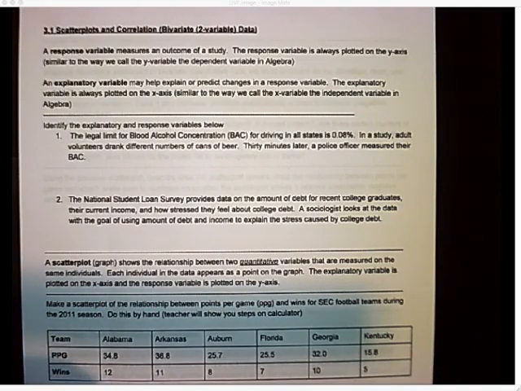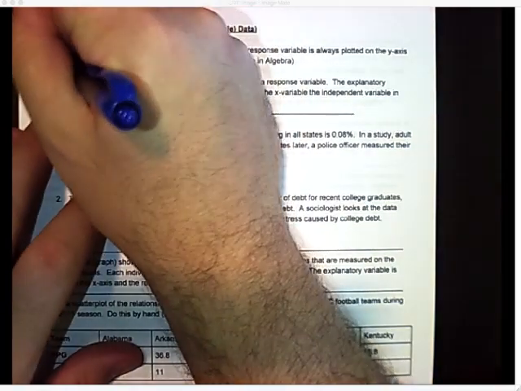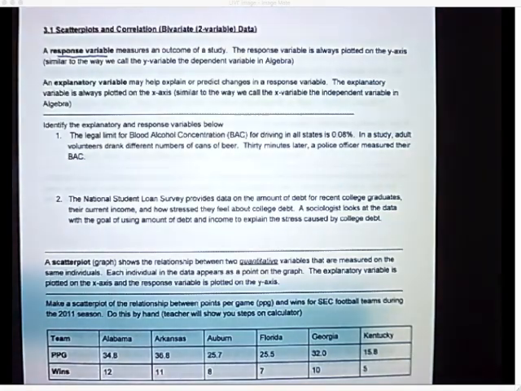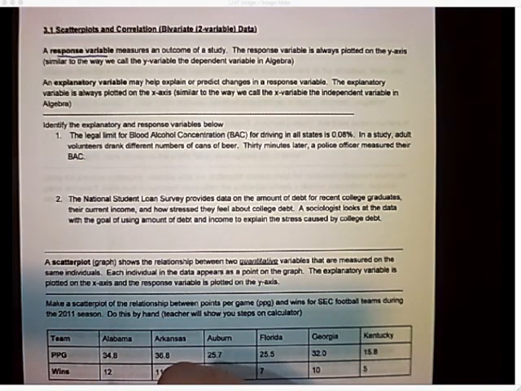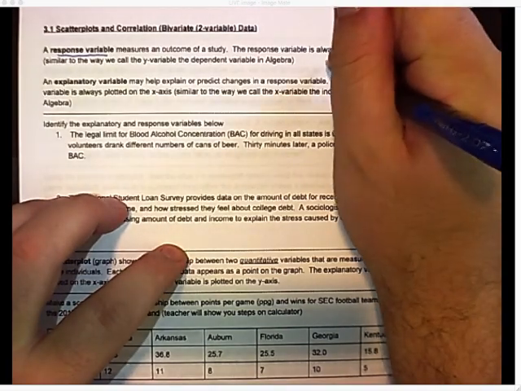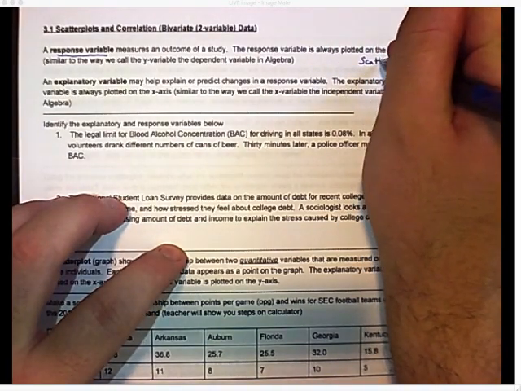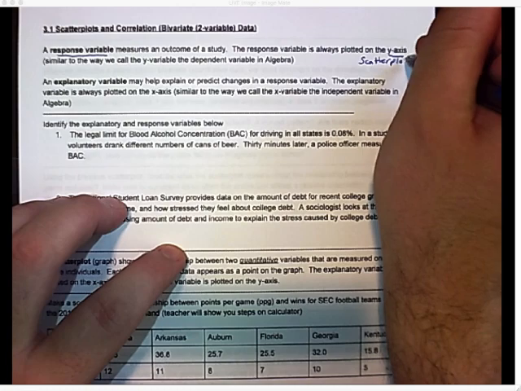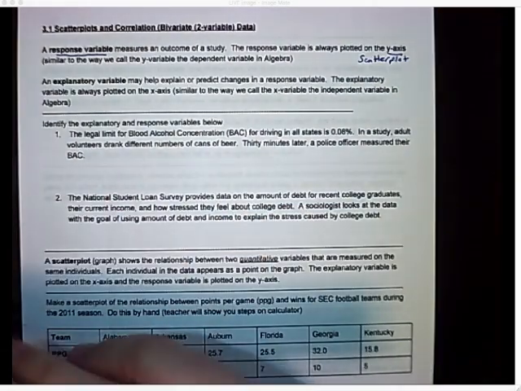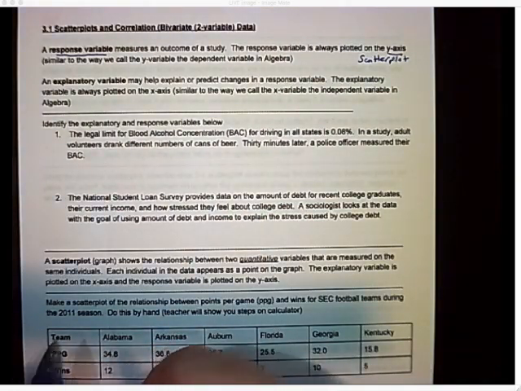The first one is a response variable. So the response variable measures an outcome of a study. The response variable is always plotted on the y-axis when we make a scatter plot. Kind of in algebra, we call the y-axis variable the dependent variable.